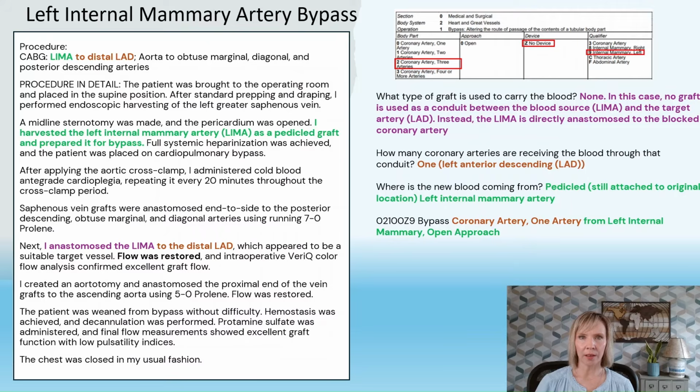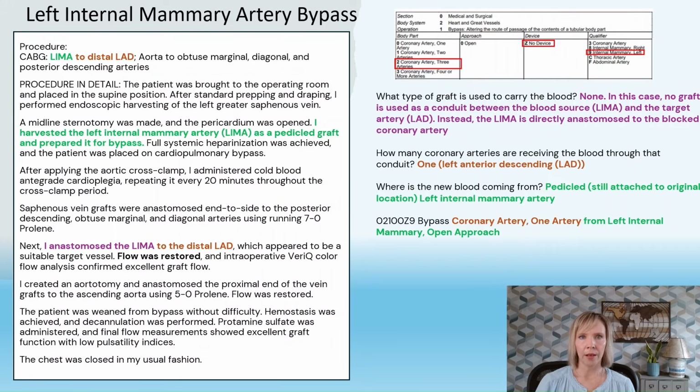After applying the aortic cross clamp, they administered cold blood antegrade cardioplegia, repeating it every 20 minutes throughout the cross clamp period. Saphenous veins were anastomosed end to side to the posterior descending, obtuse marginal, and diagonal arteries using proline. Next, they anastomosed the LIMA to the distal LAD, which appeared to be a suitable target vessel. Flow was restored, and intraoperative analysis confirmed excellent graft flow. They created the aortotomy and anastomosed the proximal end of the vein grafts to the ascending aorta using proline, and flow was restored.